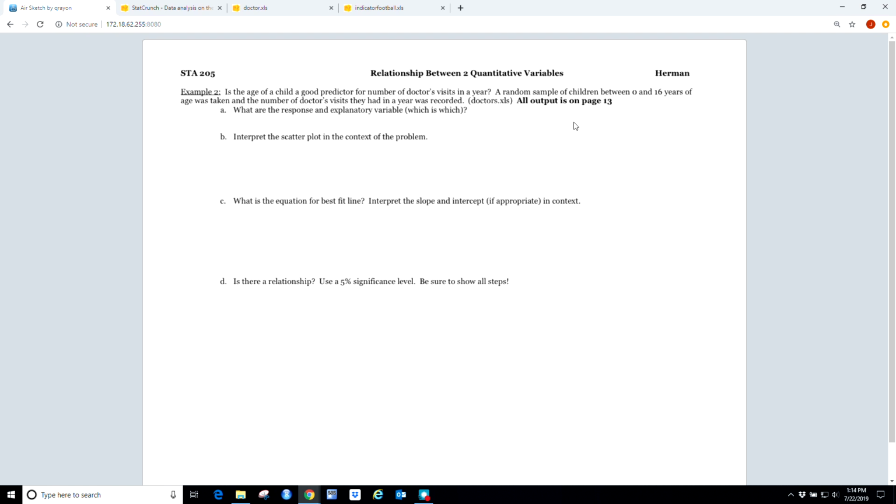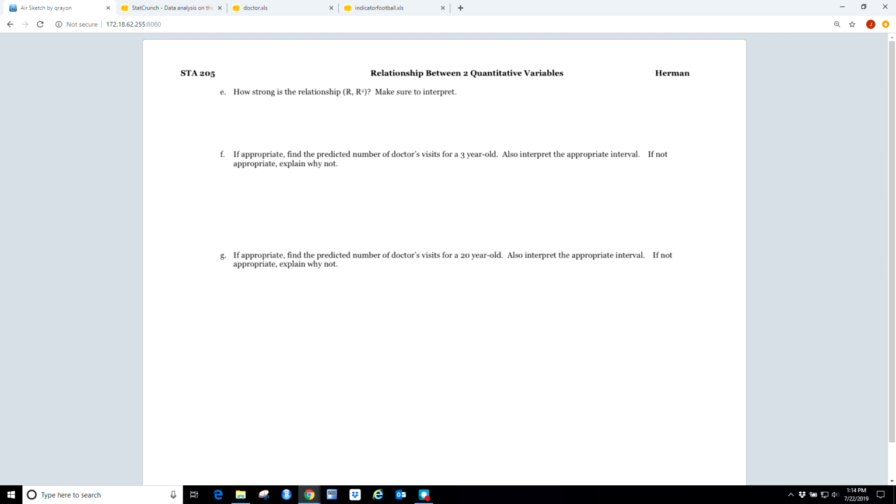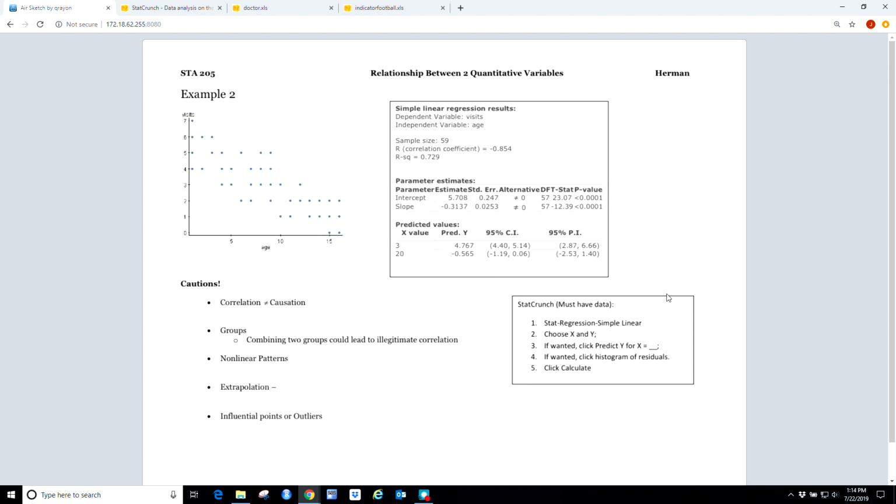One thing to note here is if you've printed the handout, all of the output that you're going to need is here on the very last page of the handout. I will also be showing you how to get that in StatCrunch again.